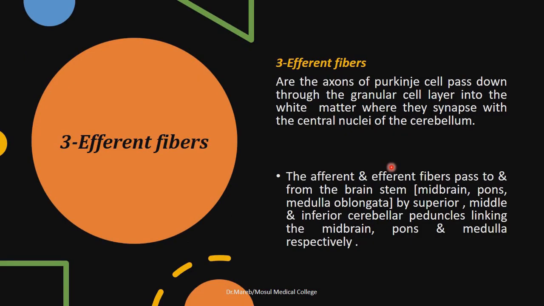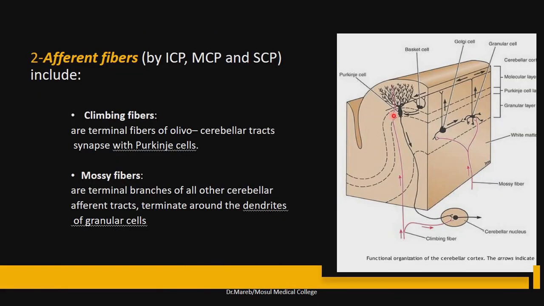Now remaining is the third type of fibers, which is called the efferent fibers. The efferent fibers are the axons of Purkinje cells. They pass down through the granular cell layer into the white matter, where they synapse with the central nuclei of the cerebellum. Just to show it again in this picture, you can see this is the Purkinje cell. This Purkinje cell sends these fibers, and this is the only efferent of the cerebellum. This fiber passes downward through the granular cell layer and through the white matter to make synaptic communications with the cerebellar nuclei, which are the four that we mentioned: dentate nucleus, emboliform, and other nuclei, which are present in the white matter of the cerebellum.